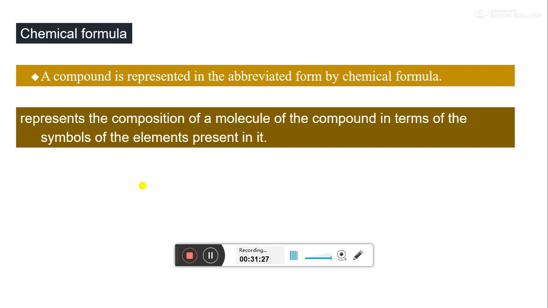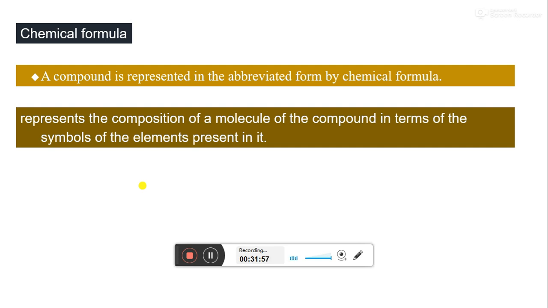So if I have calcium carbonate or I have water, how can you write the abbreviated form of the water? That is H2O. Similarly, abbreviated means short form. Writing any chemical substance in short and in symbolic form is known as the chemical formula. A compound can be abbreviated by the chemical formula.